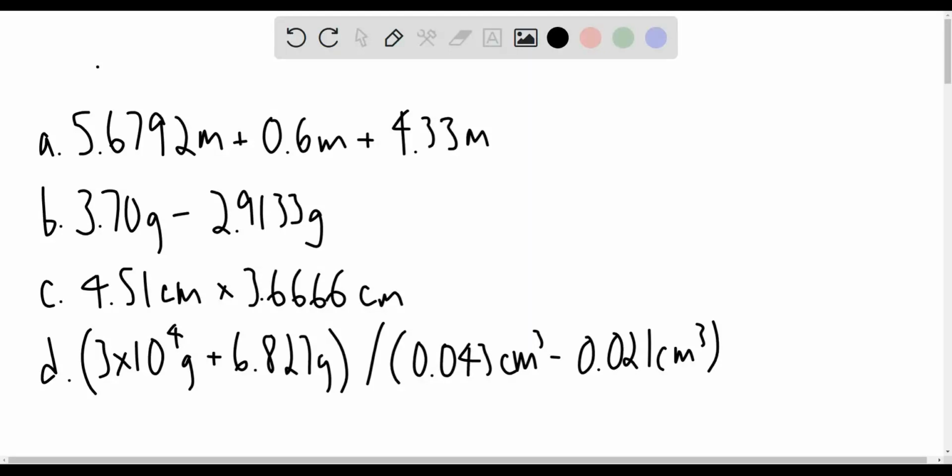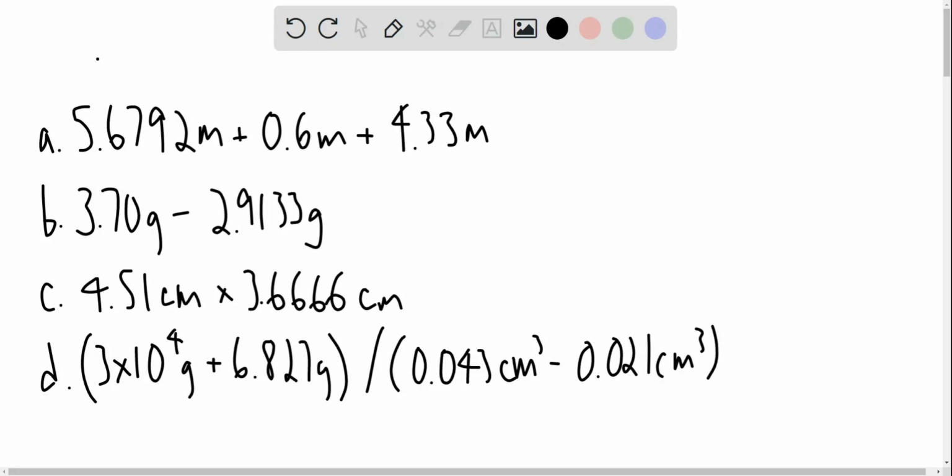Hi. So this question is asking you to do the following calculations as if they were experimental results, and then express each answer with the correct units and the correct number of significant figures. So let's look at this first one here.